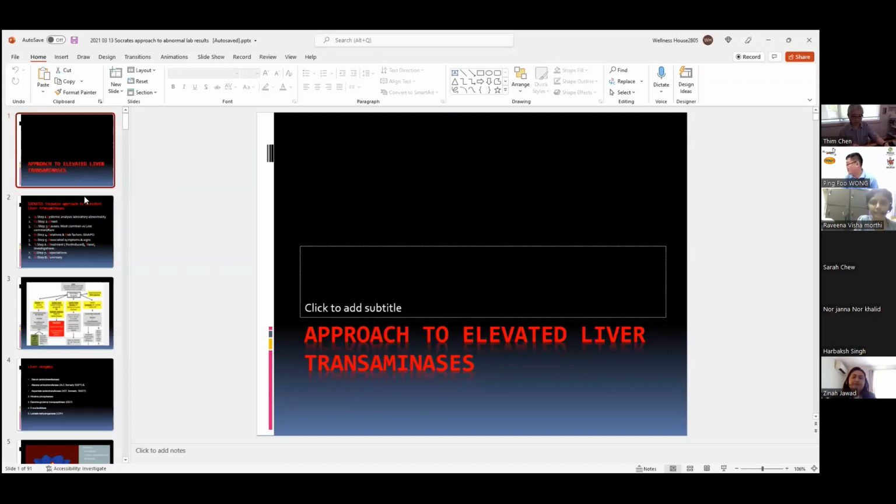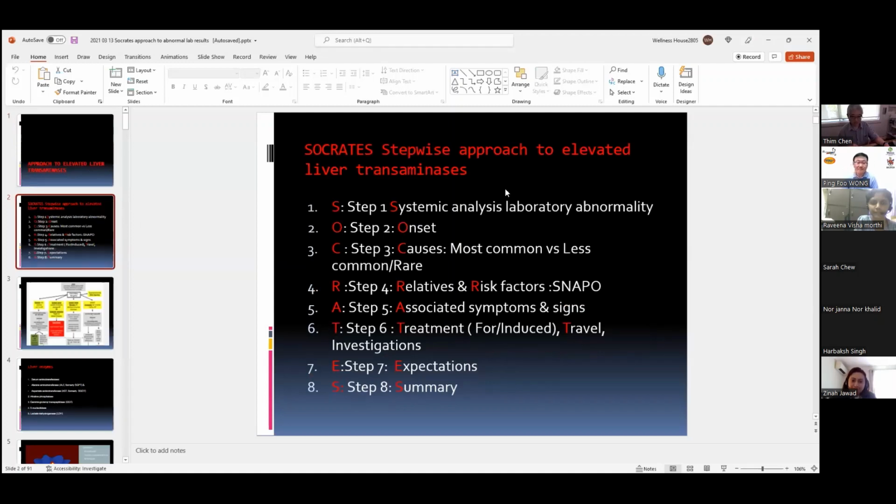So I've written this up in a Socrates approach. Step one, and there are 8 steps. Basically it's a systematic analysis, so you have a rough idea of what it's all about. Always the onset, and then C, we can talk about causes. As a GP, we learn most common to less common to rare. R is for relatives and risk factors, and risk factors always include smoking, nutrition, alcohol, physical and occupational factors.